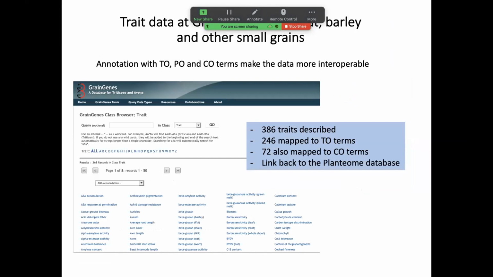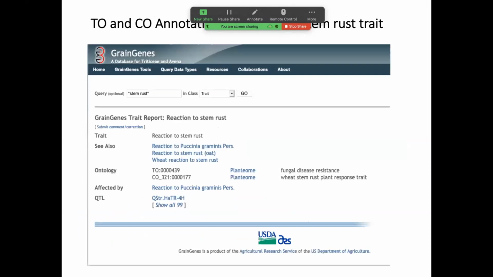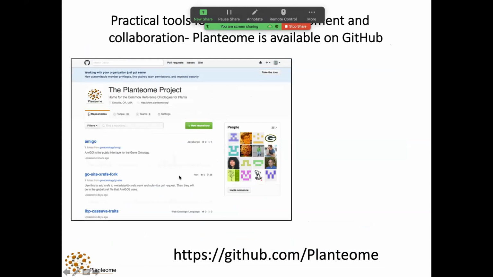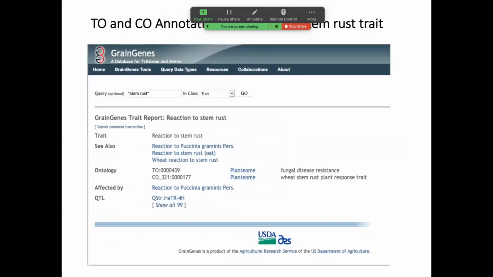Currently GrainGenes has about 386 traits that are described. About 246 of those are currently mapped to TO terms, and about 72 are also mapped to CO terms. And these link back to the Planteome database so that you can visualize the data there and go and look and see what we have in comparison. So here's another example. This is a reaction to stem rust term, and you can see this is mapped to the Planteome fungal disease resistance term, and also to the CO wheat stem rust response trait.